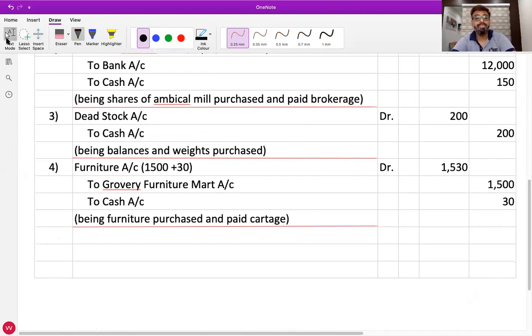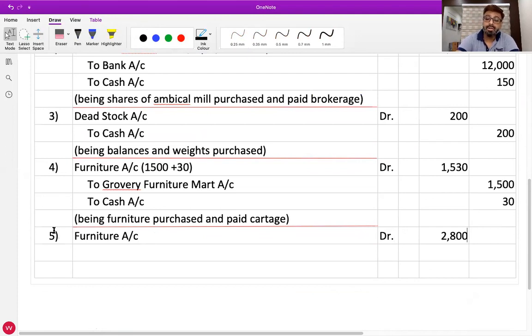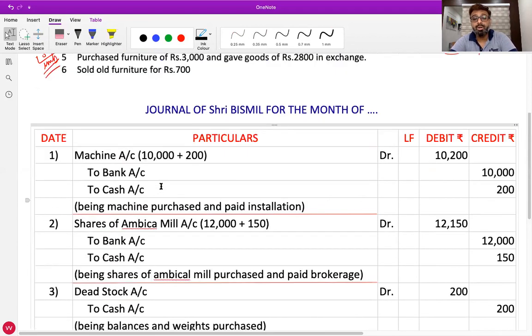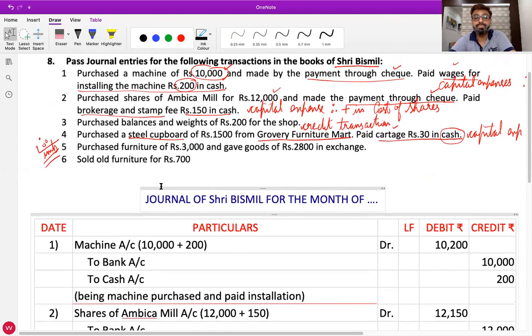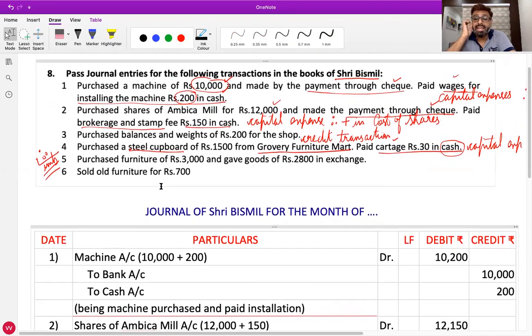First you write down the entry. Furniture comes in. Debit what comes in. Therefore, furniture account debit with 2800. Goods go out. Credit what goes out. Purchase account 2800. We are not selling it, we are taking it against furniture. So instead of sales, we will credit purchase account with 2800. Did you all understand this?